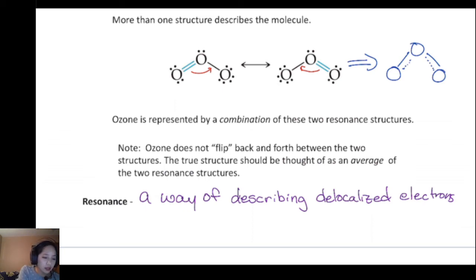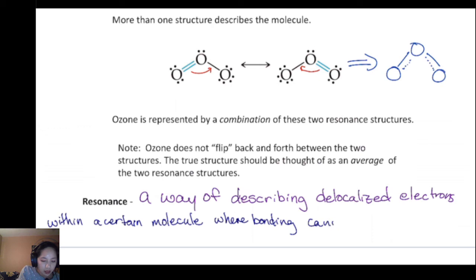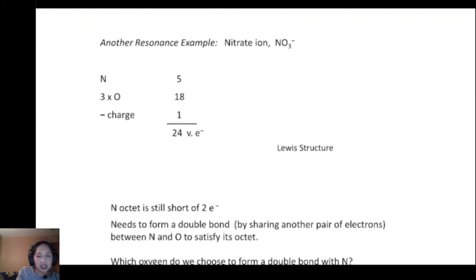So how did I want to define this? Resonance is a way of describing delocalized electrons within a certain molecule. Not all molecules have resonance structures. This is just one example. It applies to molecules where bonding cannot be described by a single Lewis structure. All right, so let's look at another example of something that undergoes resonance.